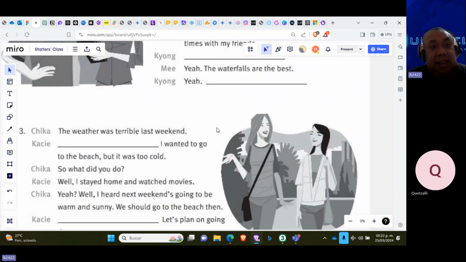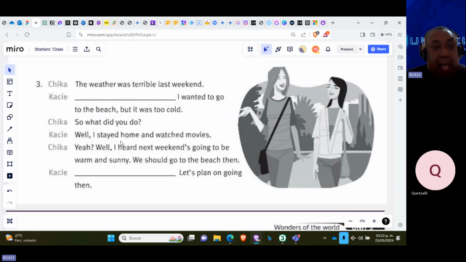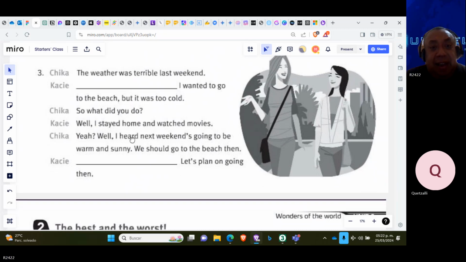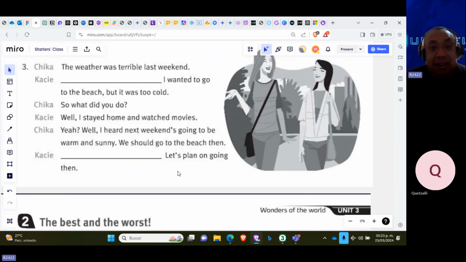Yeah, they really are. It says the weather was terrible last weekend. It really was. I wanted to go to the beach, but it was too cold. So what did you do? Well, I stayed home and watched movies. Yeah? Well, I heard next weekend is going to be warm and sunny. We should go to the beach then. We really should. Let's plan on going then.